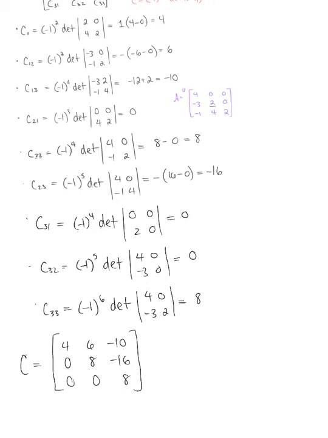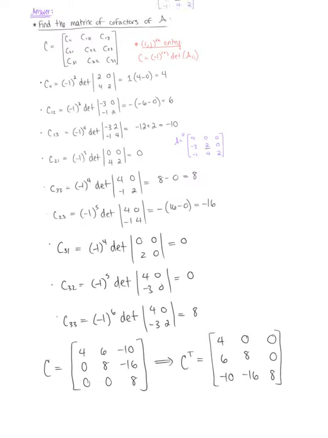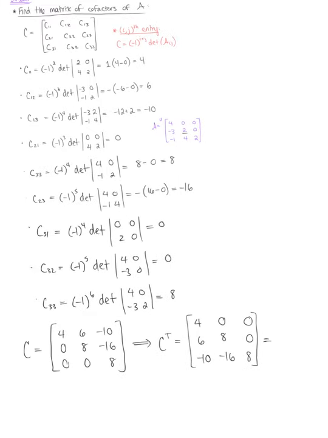And to attain the adjugate, we take the transpose of this matrix. So interchanging the rows and columns, we are left with a first column of 4, 6, -10. Our second column is 0, 8, -16. And our third column is 0, 0, 8. And so the transpose of the matrix of cofactors is the adjugate of matrix A.